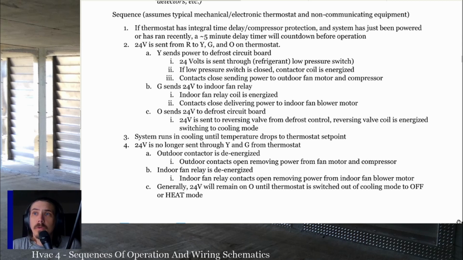O sends 24 volts to the defrost circuit board. 24 volts is sent to the reversing valve. From the defrost control, the reversing valve coil is energized, switching the reversing valve to cooling mode. The outdoor contactor closes, and the system runs in cooling until the temperature drops to the thermostat set point. 24 volts is then no longer sent through Y and G on the thermostat. The outdoor contactor coil is de-energized. The indoor fan relay is de-energized. And generally, 24 volts will remain on O until the thermostat is switched out of cooling mode to off or heat mode.